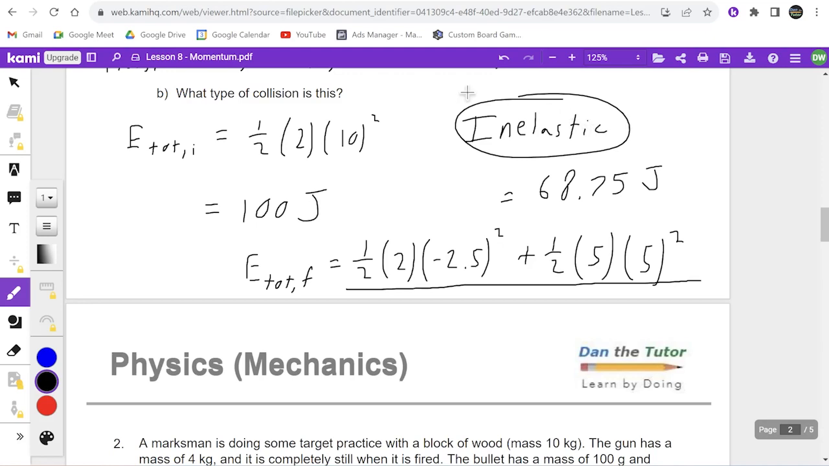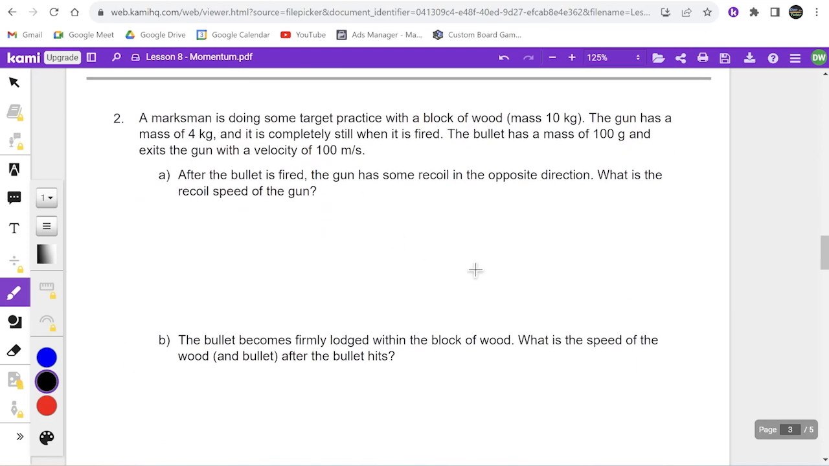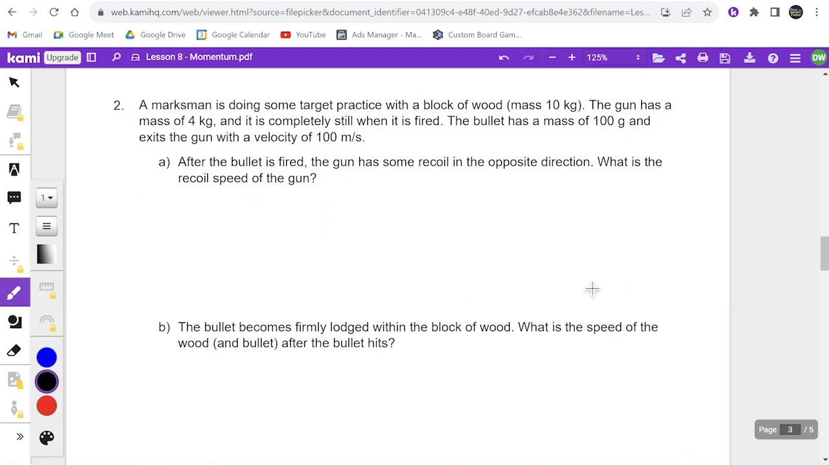Okay. Next, we have a fun one, number 2. A marksman is doing some target practice with a block of wood, mass 10 kilograms. The gun has a mass of 4 kilograms, and it is completely still when it is fired. The bullet has a mass of 100 grams, and it exits the gun with a velocity of 100 meters per second. After the bullet is fired, the gun has some recoil in the opposite direction. What is the recoil speed of the gun?